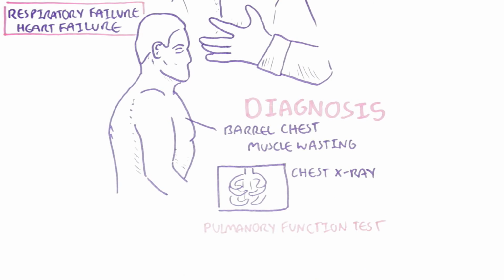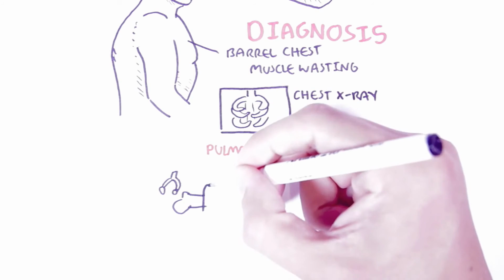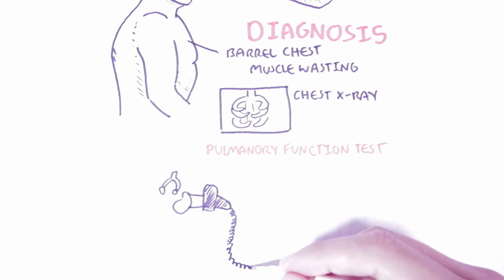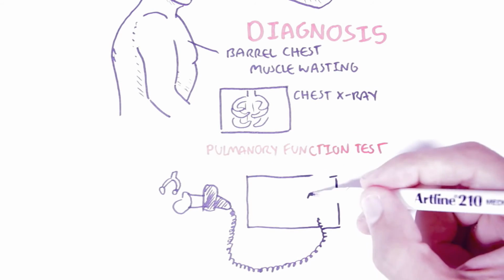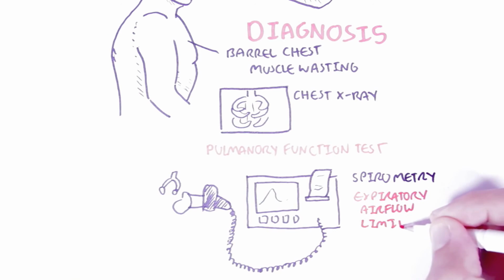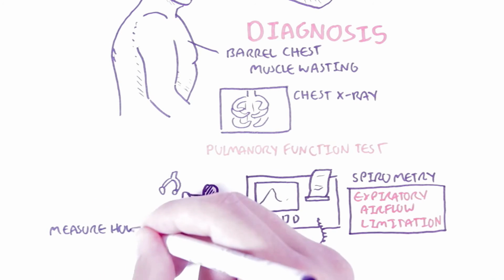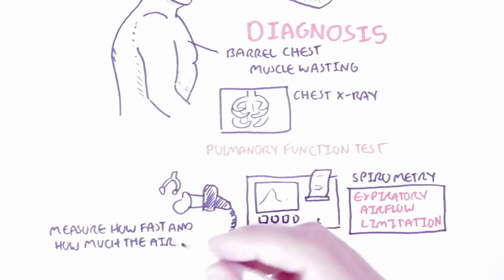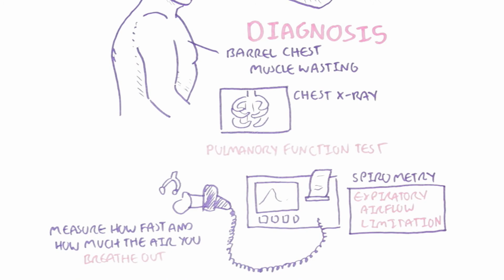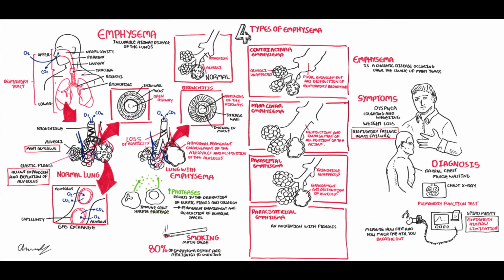Emphysema is usually diagnosed using a pulmonary function test. And to do this test, you usually use a machine known as a spirometer, this machine here. And this machine will essentially measure the expiratory airflow limitations. So what it basically will do is measure how fast and how much air you breathe out. And if it's low, it's an indication of emphysema.